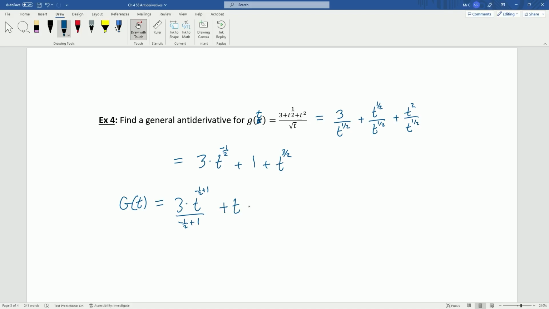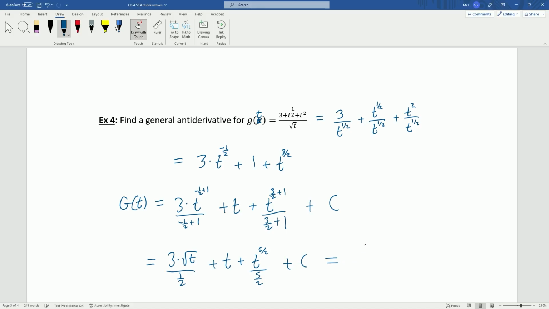All right, next. So we've got t to the 3/2. So we're going to add 1 to our power. Divide by the new power. Plus c. And we should definitely do a little bit of cleanup here. So this is going to be 3 times t to the 1/2 power. That's the square root of t. Divided by negative 1/2 plus 1. That's positive 1/2. Plus t. Plus t to the 5/2 divided by 5/2 plus c.